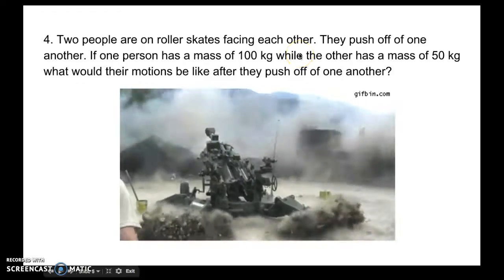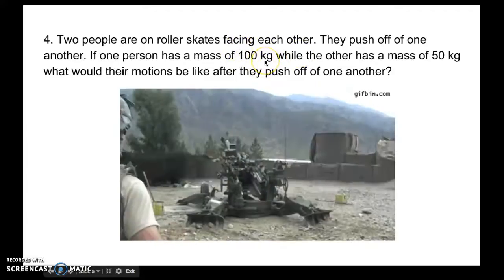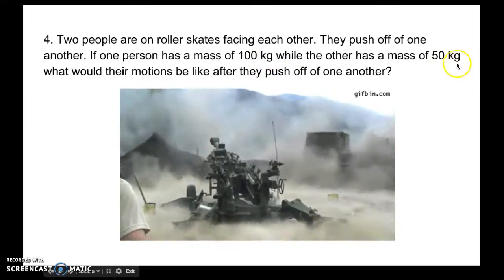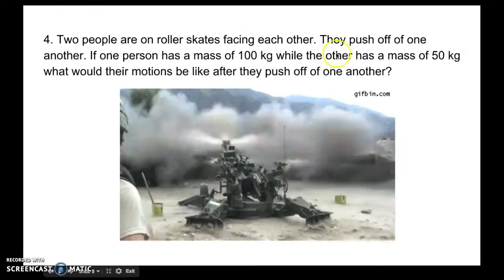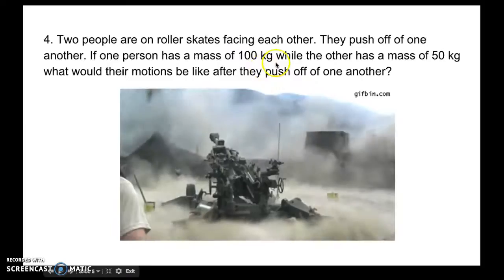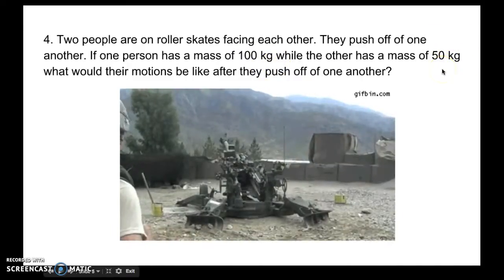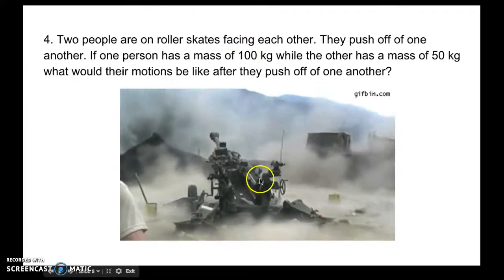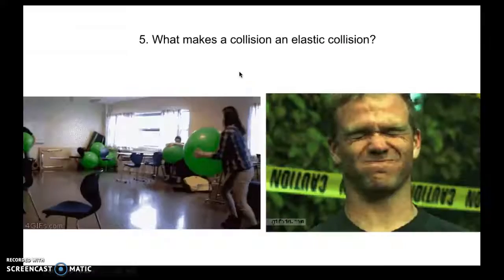So when we talk about these two people on roller skates, the person who's got a 100 kilogram mass is going to get pushed back slower than the person with the 50 kilogram mass. If you want to know exactly, since they've got twice the mass at 100 compared to 50, it's going to go half as fast. When you have half the mass, you're going to go twice as fast. This is just an exaggerated example of what's going on here. The larger mass gets pushed back slower than the smaller mass, which is the bullet.